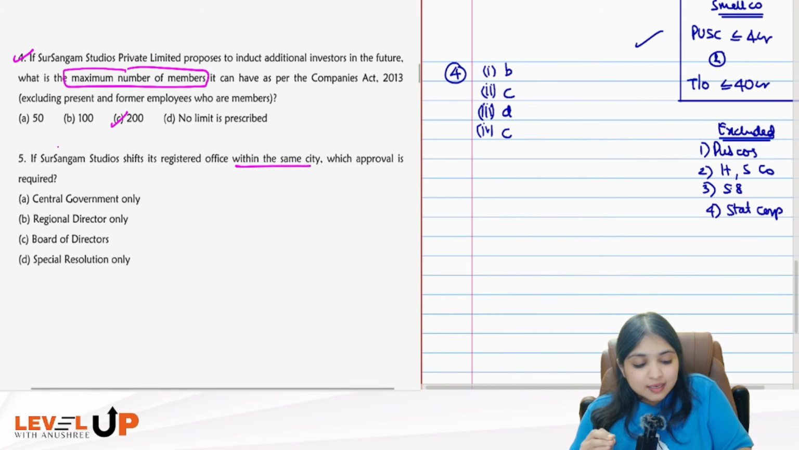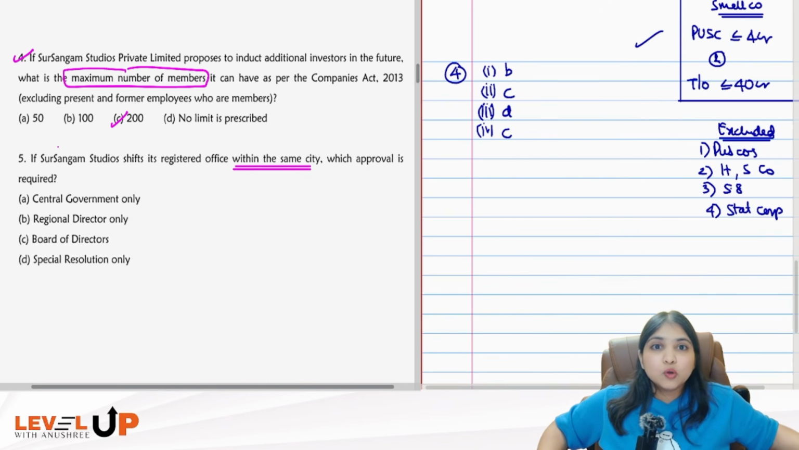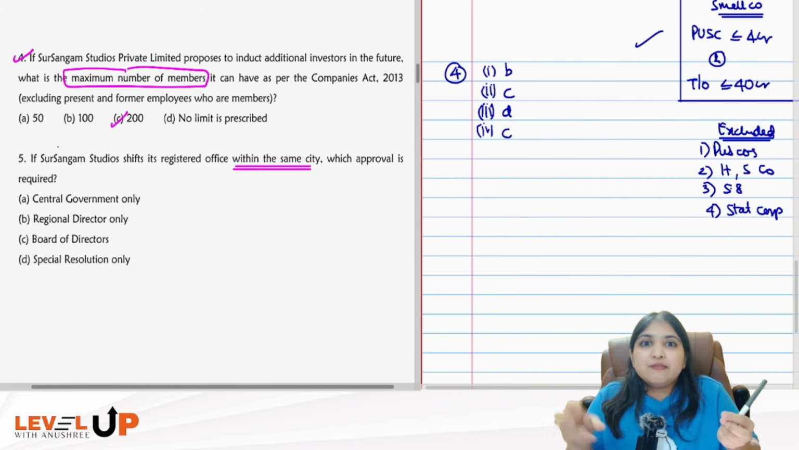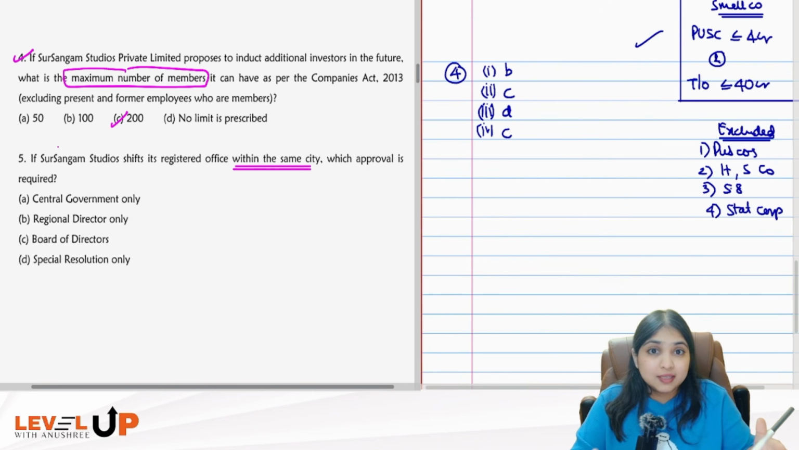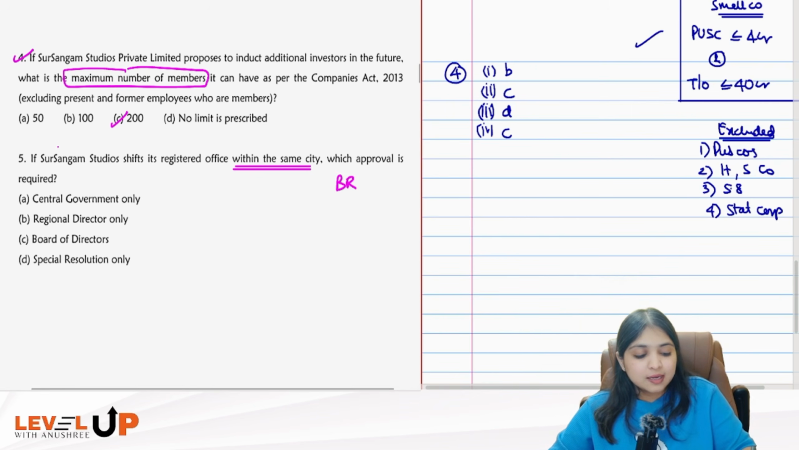No. Within the same city, we are changing the RO. Within the same city, in Chennai itself, from Anna Nagar, I am going to Kodambakam. So within Chennai itself, from one area to another area, I am just shifting the RO. I don't even need shareholder approval over here. Simple board resolution only is required over here.